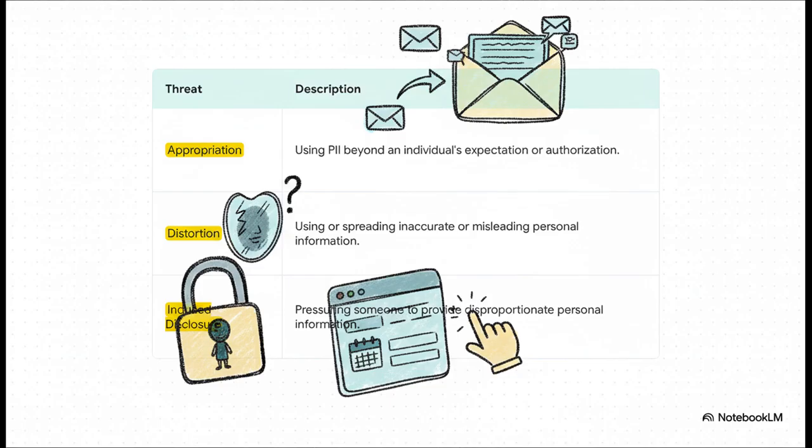Second is distortion, use or dissemination of inaccurate or misleadingly incomplete personal information. This is when false or incomplete information about someone is spread around, which could really hurt their reputation. And third, induced disclosure, pressure to divulge personal information disproportionate to the purpose of the transaction. This happens when a website, say, makes you enter your birthday just to read a news article. They're pressuring you to give up more data than is really needed.